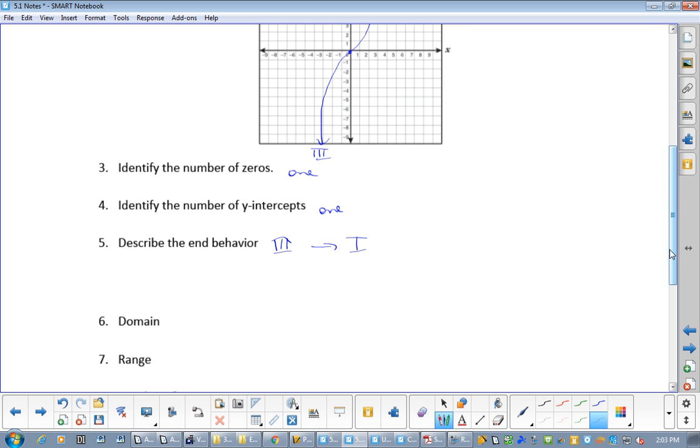Domain. X in the, now it may not look like it, right? But that thing, it is going forever just a little bit. So that would be your x in the reals, and your range, y's in the reals.